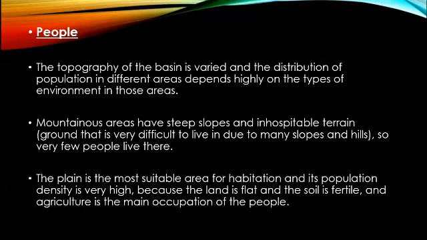The topography of the basin is varied, and the distribution of population in different areas depends highly on the type of environment in those areas. Mountain areas have steep slopes and inhospitable terrain, so it is not easy to live there. The ground is very difficult to live in due to many slopes and hills, so very few people live there. On the contrary, the plain is the most suitable area for habitation, and its population density is very high because the land is flat and the soil is very fertile, and agriculture is the main occupation of the people.